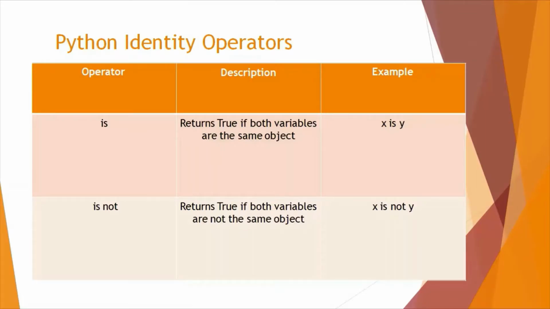Here we have Python identity operators. The operator name is is, and it returns true if both variables are the same object. If x and y are the same object, we check x is y, and it will return true; if x is not y, it will return false. For is not, it will return true if both of them are not the same object. If x is not y and we are checking the is not condition, it will return true; if we are checking the is condition, it will return false. So let's try them out in our PyCharm.